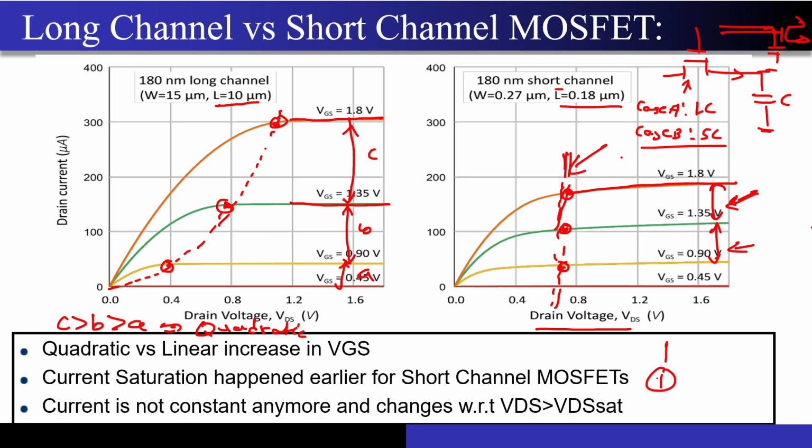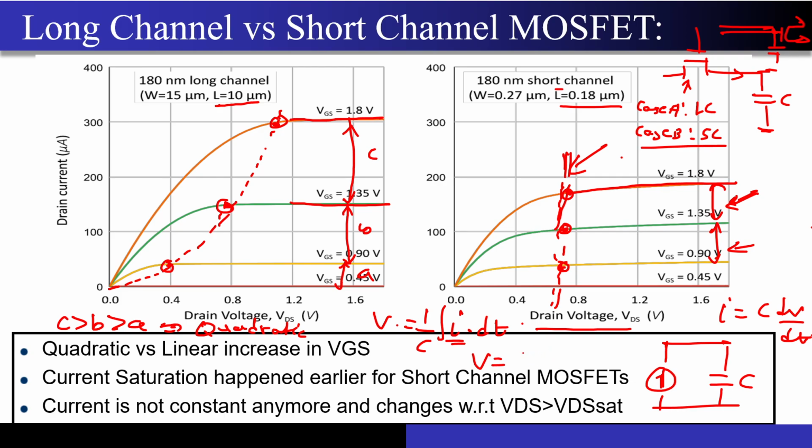See, let's say I am pushing a constant current into the capacitor. So I is equal to what? I is equal to C dV by dt, correct? Now if I try to plot V, it will be 1 upon C integration of I dt, correct? If my current is constant, then my voltage will increase linearly with time, right? And that value will be proportional to what?